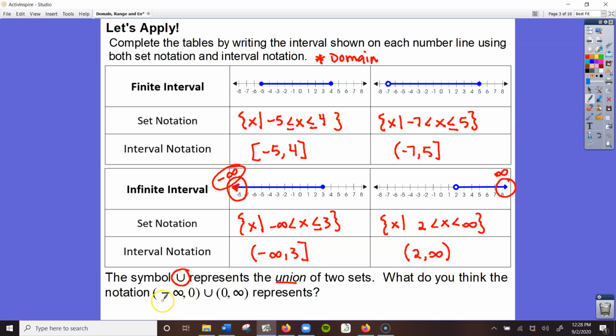Well, it looks like we're starting at negative infinity, going to 0, and then starting at 0 again, and going all the way to positive infinity. But notice that 0 has parentheses rather than brackets. Okay, if there's parentheses, that means that the 0 is not included. So something was going on in this graph, and it means that the domain of this function would be all real numbers, so everything, except 0, because 0 is not included.